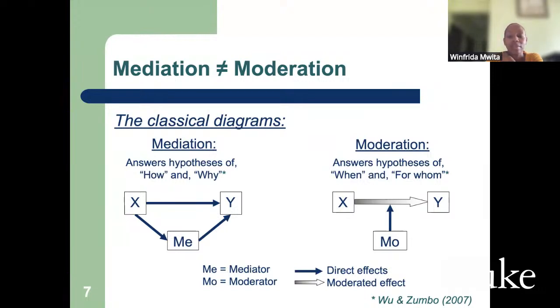So these diagrams are just trying to show the differences: the mediating variable would act on the causal pathway, while for moderation, the moderating variable would not be directly on the causal pathway, but it will be trying to modify the effect of your independent variable on your dependent variable.